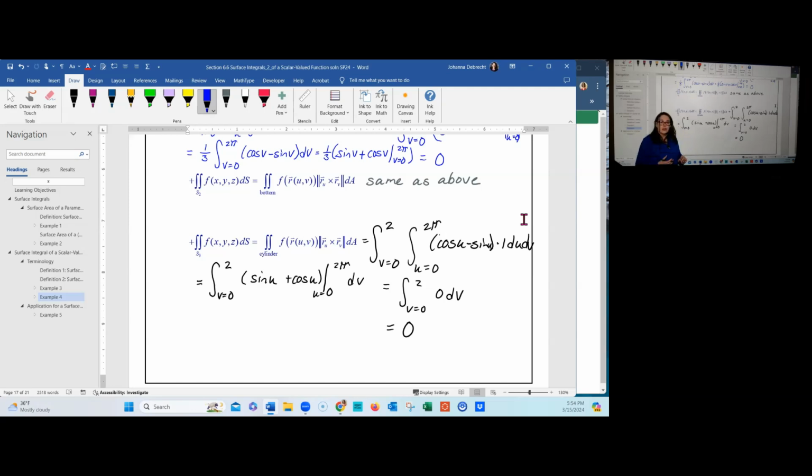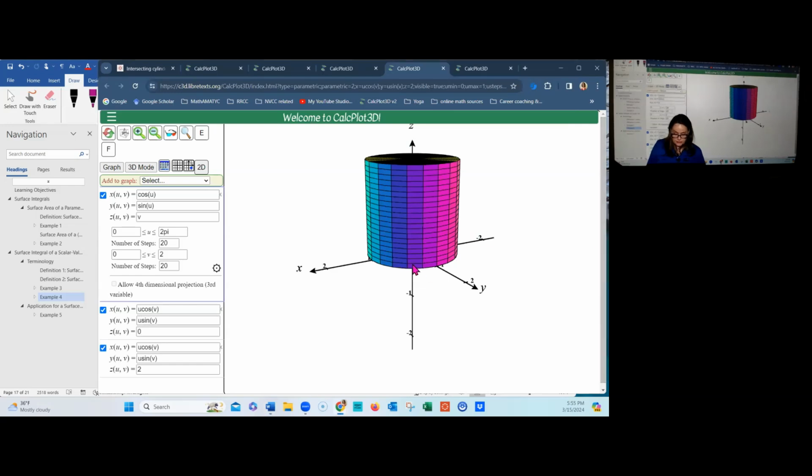When we integrate cosine u and sine u with respect to u, however, we get sine u plus cosine u, but evaluated from 0 to 2 pi for u. This is a problem again, since we know that this is going to give us 0. So in essence, the value of the surface integral on all three surfaces is 0. Let's think about why this might happen by looking back at our surface.